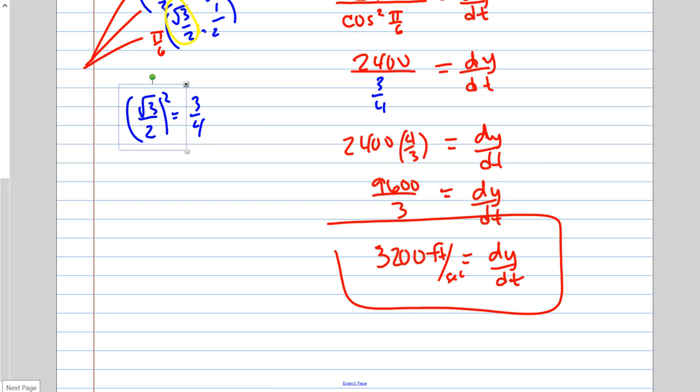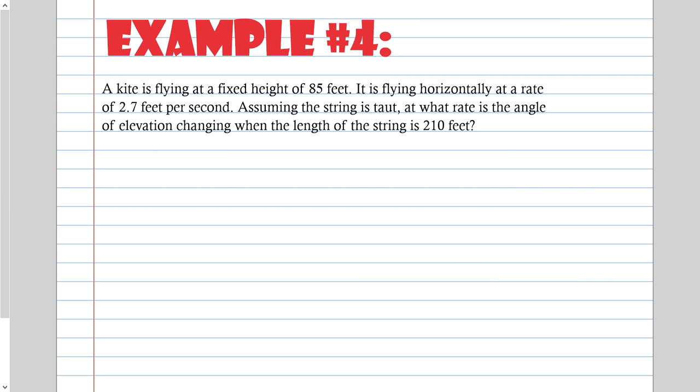Okay, last example. This scenario is a little hard to picture. I guess the wording, I stole it from somewhere, so it's okay. So let's see. I need a right triangle. Let me find that first.